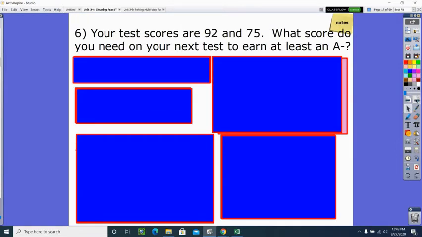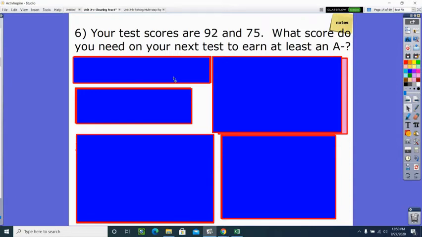So finally, here's an application problem that deals with this. Let's say that you have 2 test scores. One is a 92 and one is 75. And let's say that's all you have for grades for your quarter, and you want to get an A-, and there's going to be a 3rd test. You want to know what grade you have to get on that 3rd test. So what score do you need on your 3rd test to earn at least an A-? I'm going to call that A- a 90 just to make things easier rather than an 89.5 or something, okay? So remember that this is a word problem, thus the 5 boxes.